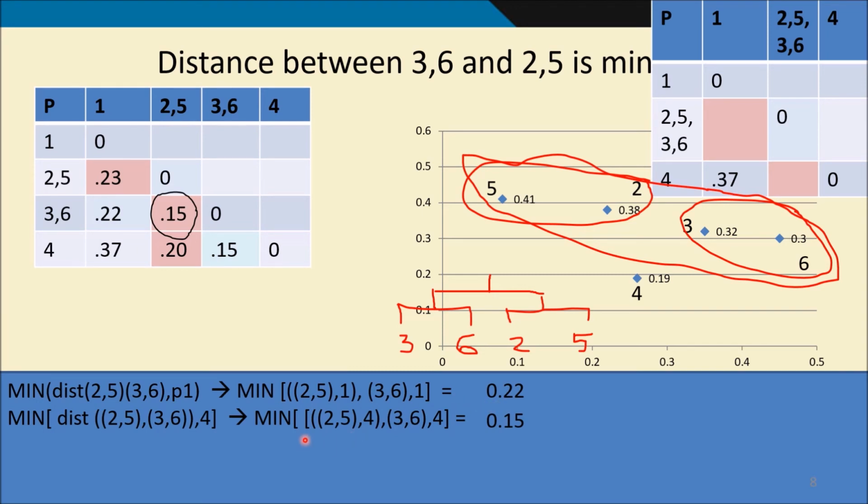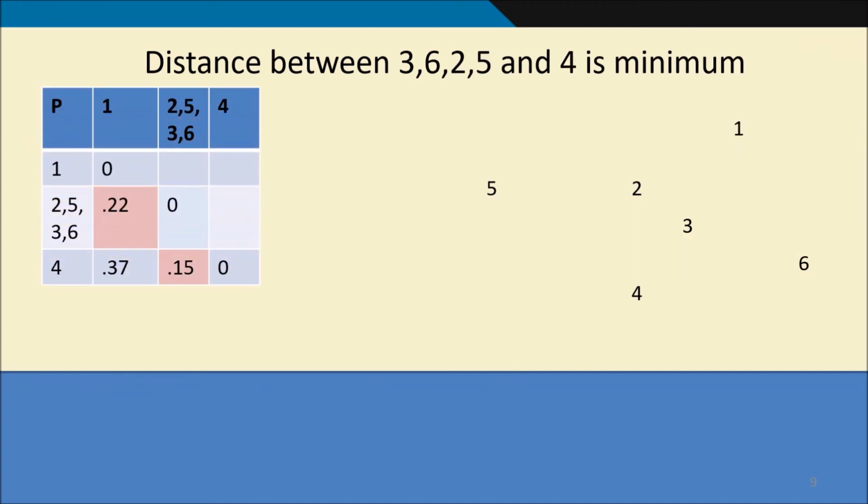Next is the value between 2 5 and 4. 2 5 and 4 is 0.20, and 3 6 and 4 is 0.15. So 0.15 is less, so we have taken that. And now we'll fill up the distance matrix. So let's look at the latest distance matrix.